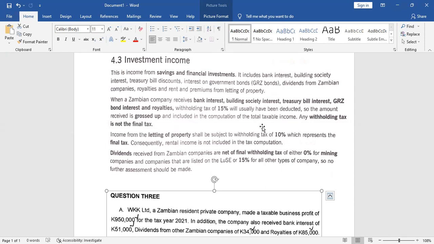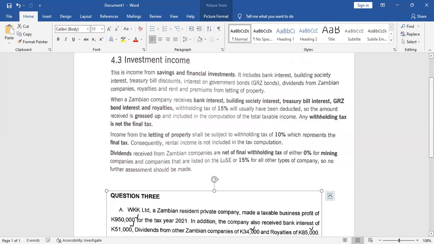The second category is income from the letting of property, which shall be subject to withholding tax of 10%, which represents the final tax. Now, when they say it represents the final tax, it simply means that income from letting of property, which could be rent or any other, will not be assessed for the tax computation. Consequently, rent income is not included in the tax computation.